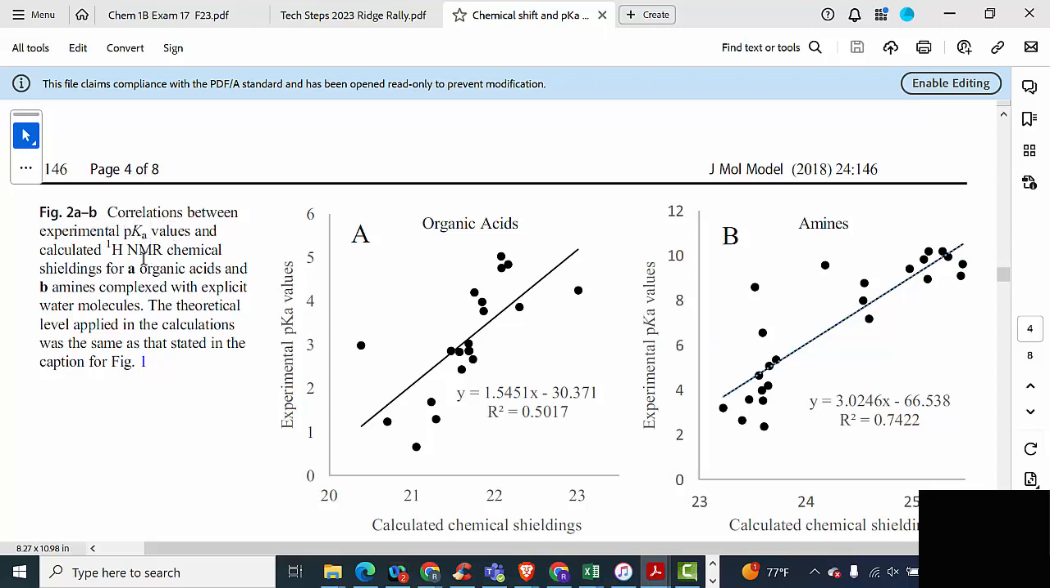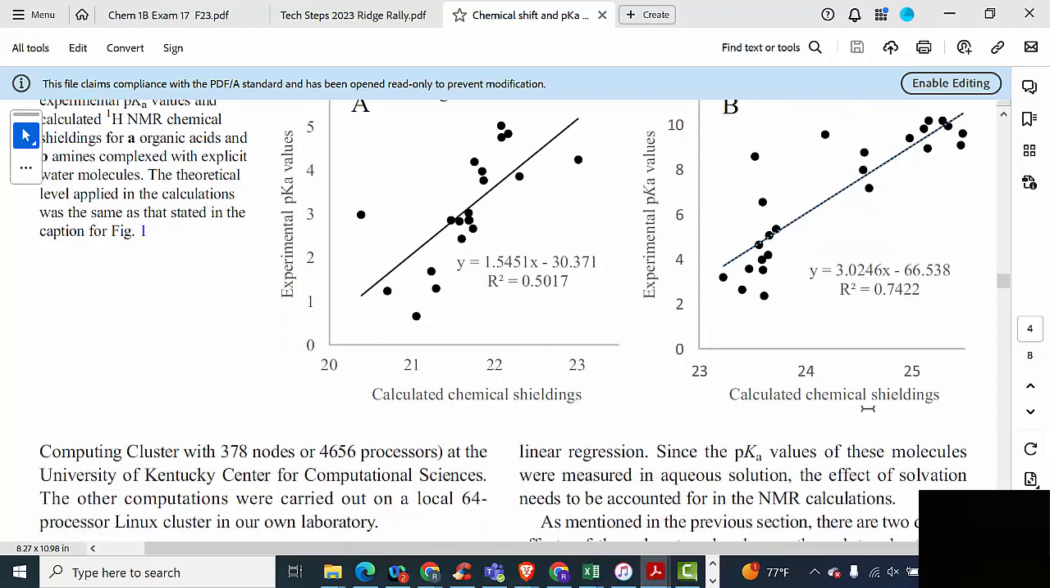Correlations between experimental pKa values and calculated proton NMR shieldings for A, organic acids, B, amines, complexed with explicit water molecules. So what they decided to do here was to model the acid in a sphere of water, or explicit. Explicit could just be one water molecule. So they threw in one water molecule there, which is the solvent, and they got a much better improvement. Look at the correlation here now, 0.5 and 0.74, but are these any good? No, these are still not good.